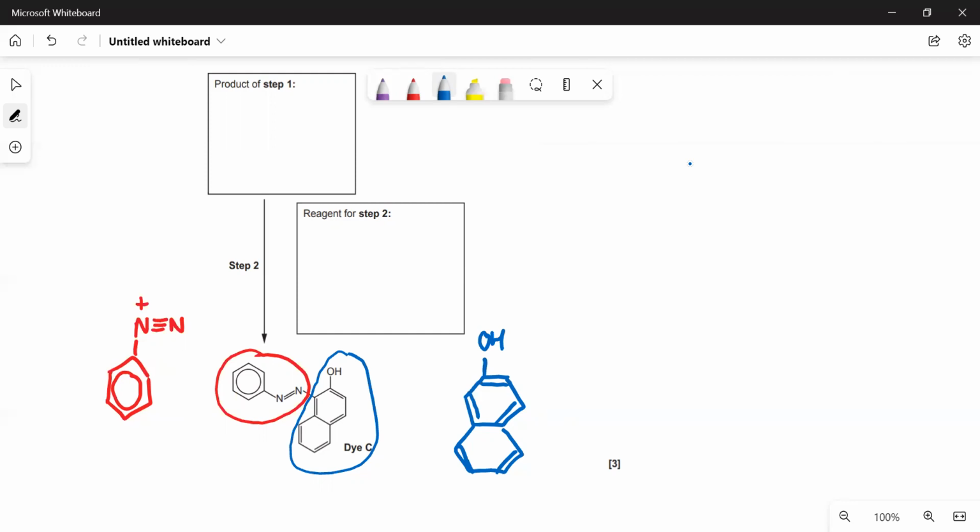This, of course, is an electrophile. Didn't ask you this, but that's an electrophile. And so that is going to attack the blue compound, the naphthol here. Going to get an electrophilic substitution reaction occurring there.